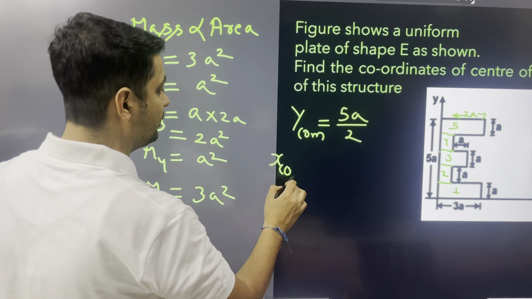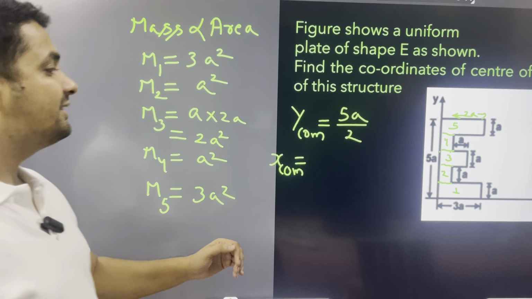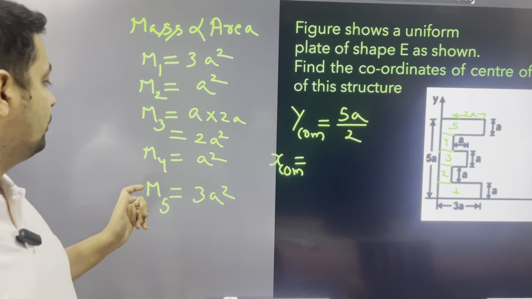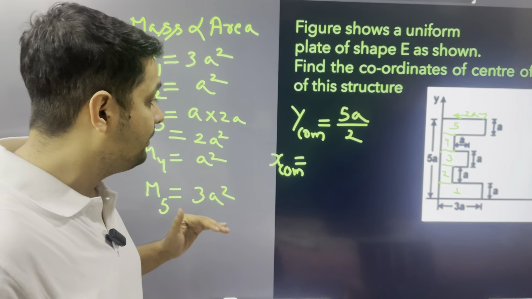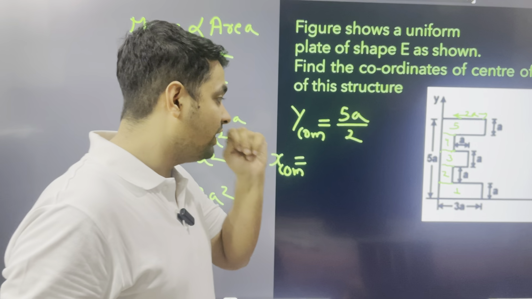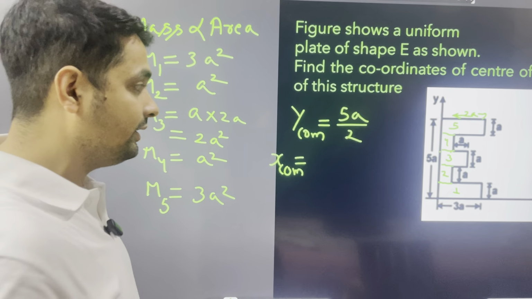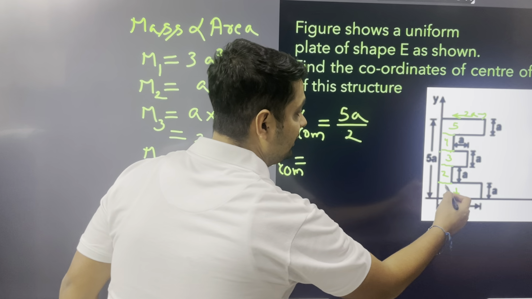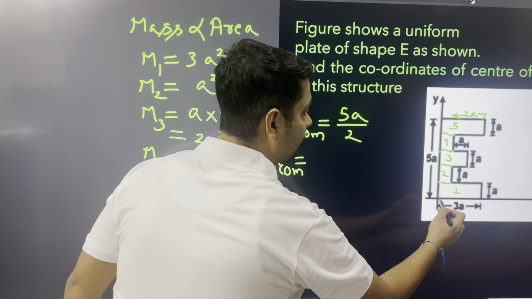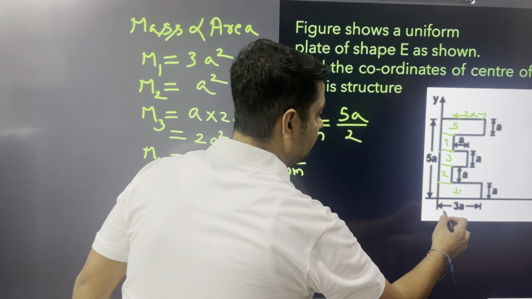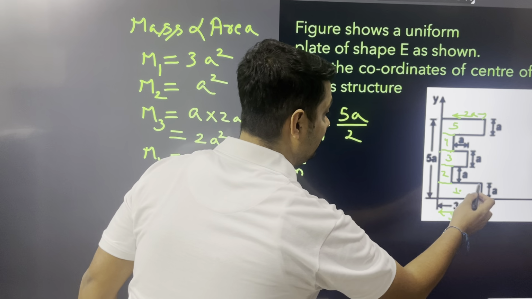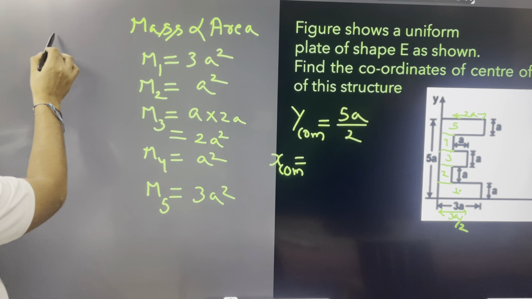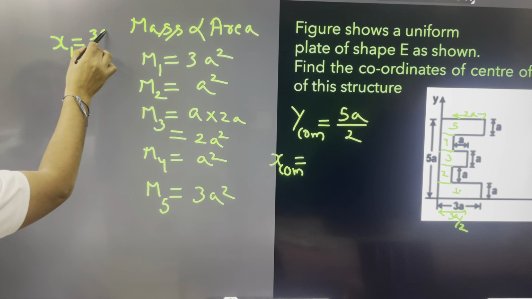So x center of mass will be m1 x1 plus m2 x2 plus m3 x3 plus m4 x4 plus m5 x5 divided by the sum of all masses. So what are x1, x2, x3, x4? See here, because this is a uniform body, its center of mass will be at its physical center, and because from here it is 3a, so x is 3a by 2. 3a by 2 for only one part. Same way I can write for others. X1 is 3a by 2.